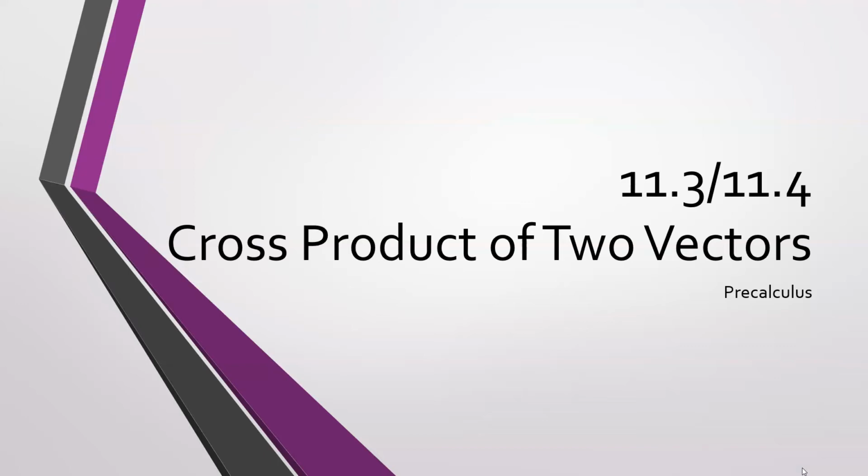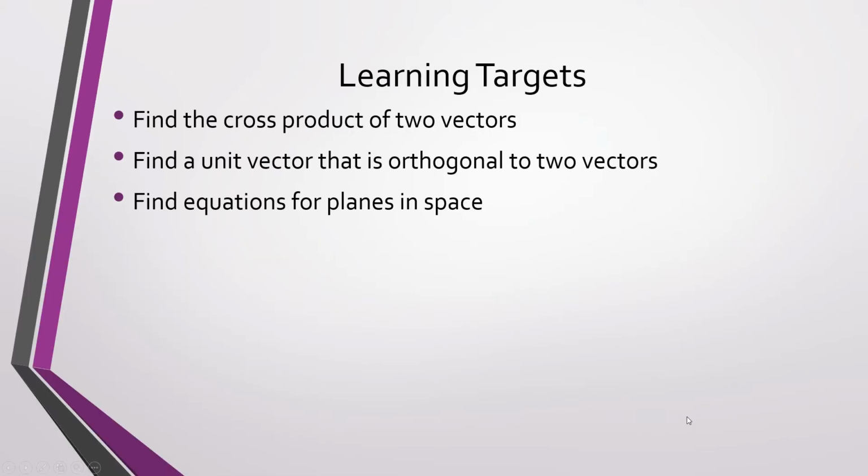So today we're going to take a look at sections 11.3 and a little bit of 11.4, looking at the cross product of two vectors. Our learning target for today: that we can find the cross product of two vectors, we can find a unit vector that is orthogonal to two vectors, and we can find equations for planes in space.